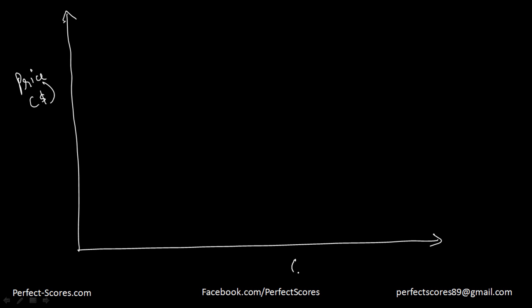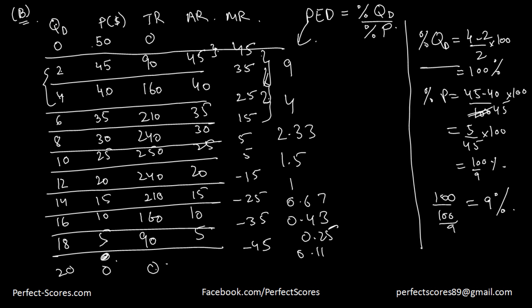So let's suppose this over here is our price, which is in dollars, and this over here is our quantity demanded. Now we have 5 here, 10 here, 15 here, 20 here, and 25, and it goes all the way till 250. So first of all, let's plot the marginal revenue curve.